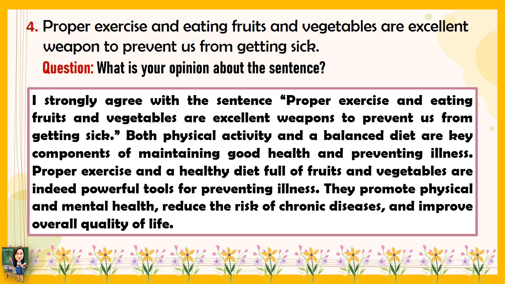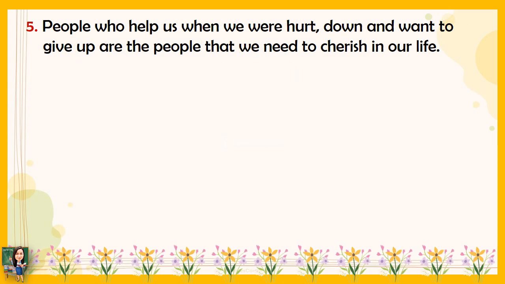Both physical activity and a balanced diet are key components of maintaining good health and preventing illness. Proper exercise and a healthy diet full of fruits and vegetables are indeed powerful tools for preventing illness. They promote physical and mental health, reduce the risk of chronic diseases, and improve overall quality of life. And for number 5, people who help us when we were hurt, down, and want to give up are the people that we need to cherish in our life.